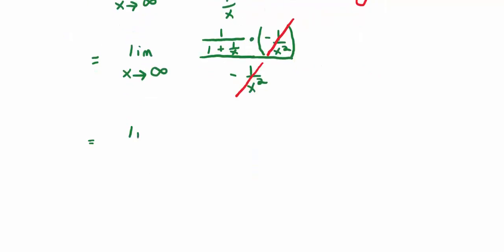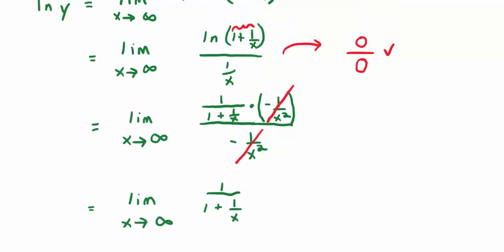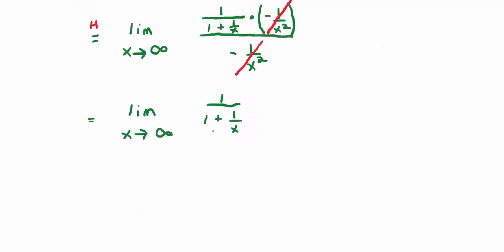We get the limit as x goes to infinity of just this guy, 1 over 1 plus 1 over x, which is actually something we can evaluate. By the way, it was L'Hopital. If you want to indicate L'Hopital's rule, it was in this step right here. So put the little h right there. This is something we can just evaluate, right? What happens to 1 over x as x goes to infinity? 0, and then what's left? 1 over 1, or just 1.